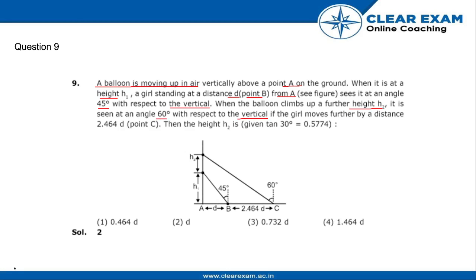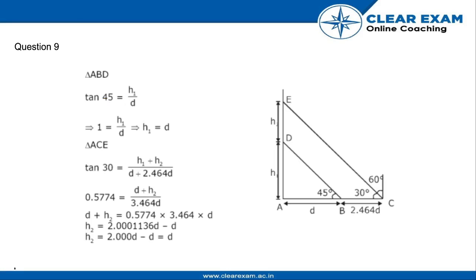If the girl goes further by a distance 2.464d, then find the height h2. In triangle ABD, tan 45 degrees is equal to h1 upon d, or 1 is equal to h1 upon d, or h1 is equal to d. In triangle ACE, tan 30 is equal to h1 plus h2 upon d plus 2.464d.